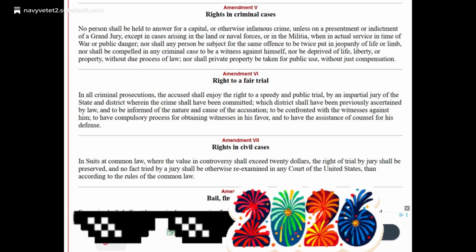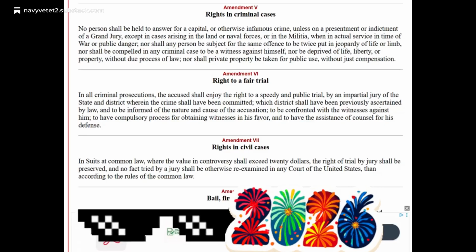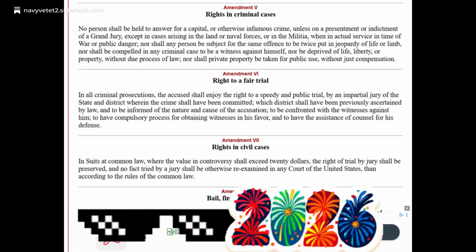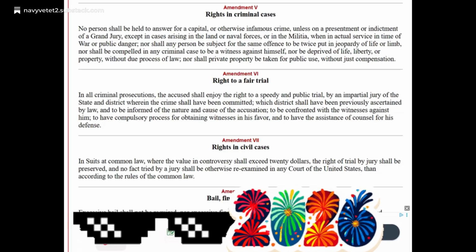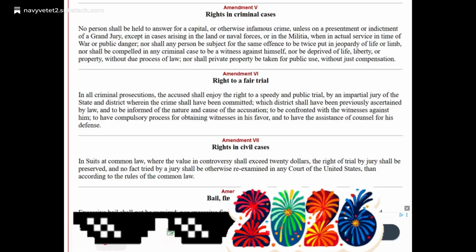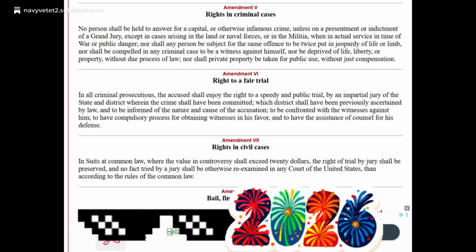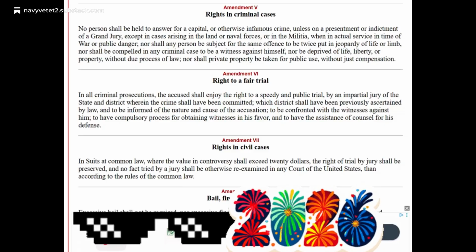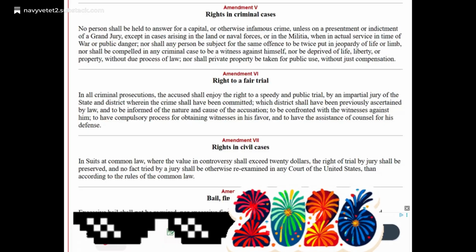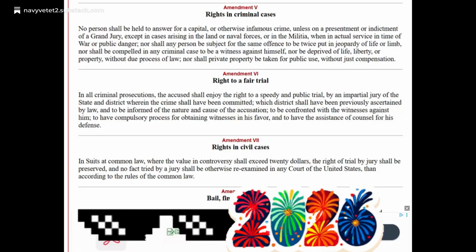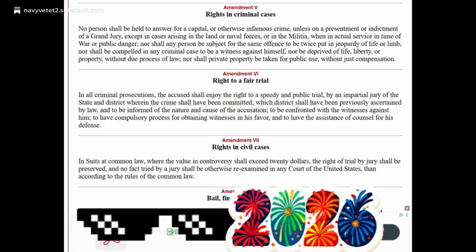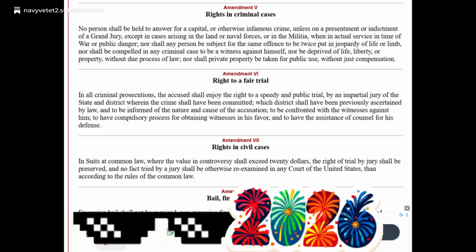Okay. The provisions of the Fifth Amendment preventing double jeopardy stipulate that individuals cannot be tried for the same crime more than once. If the defendant is acquitted of a crime, the government does not have the right to prosecute the individual again. And if the defendant is convicted, the government may not impose multiple punishments for the same crime.